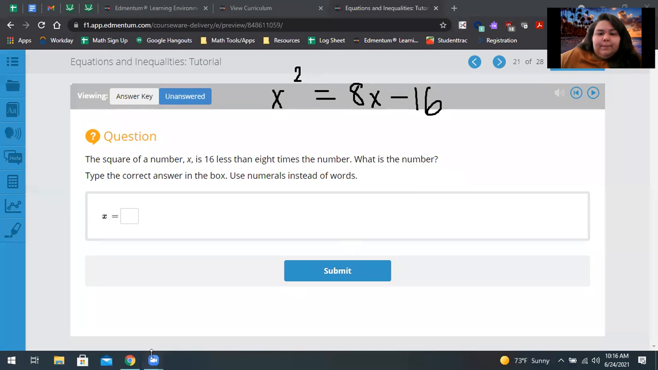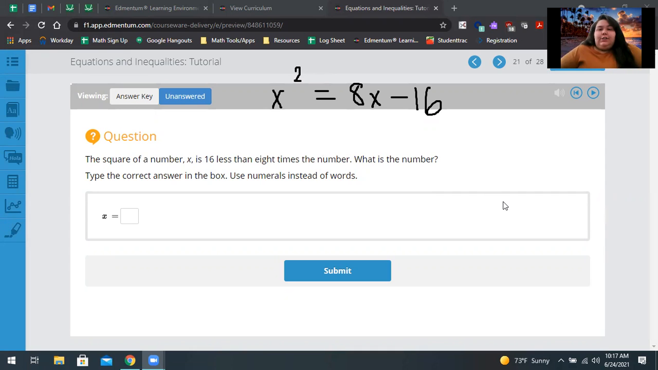What is the number? So for this one right here, this is our setup. X squared is equal to 8x minus 16. And there's a couple of different ways that we can solve for this. You're able to use the quadratic formula, or you can use factoring. Either one is going to work. It just depends on which one you want to use. I'm going to help with the setup for both of them, that way you can use whichever you like.